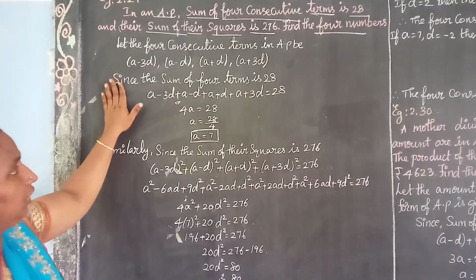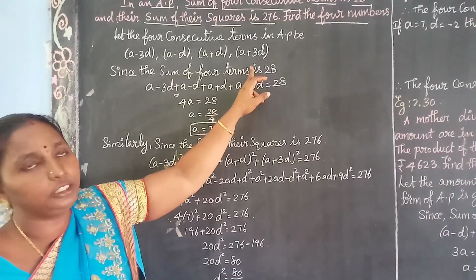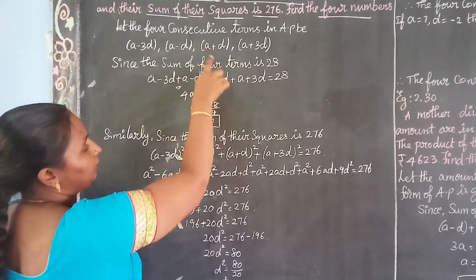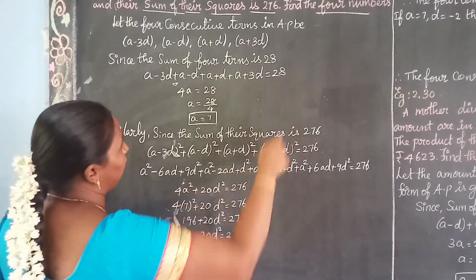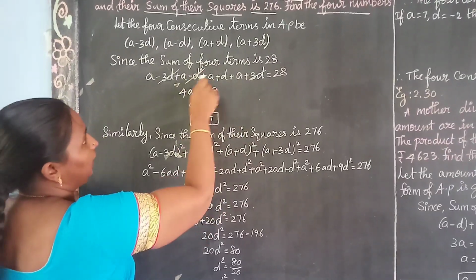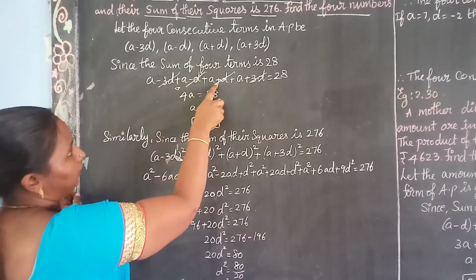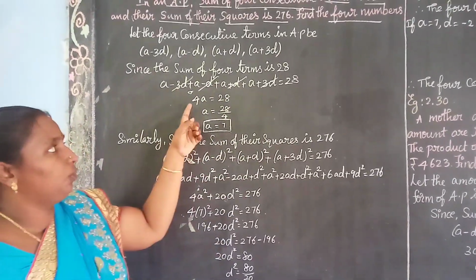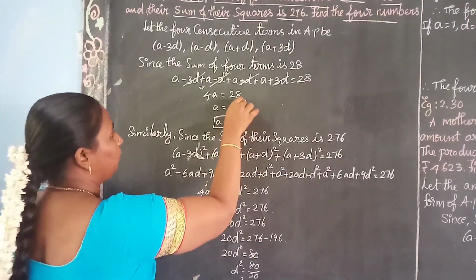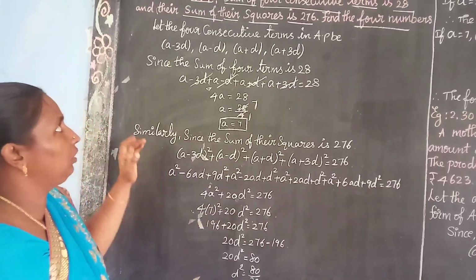So by the given condition, the sum of the 4 terms is 28. Sum means we are going to add these 4 terms, that is a minus 3d plus a minus d plus a plus d plus a plus 3d equal to 28. So minus 3d plus 3d, minus d plus d will get cancelled here. How many a's are there? a plus a plus a plus a, 4 a's are there. So 4a equal to 28, a equal to 28 by 4. Cancel this, 4 ones are 4, 7 fours are 28. We will get a value as 7. So move on to the second condition.